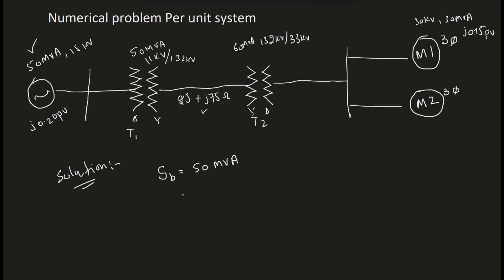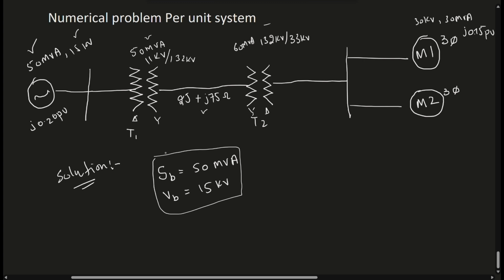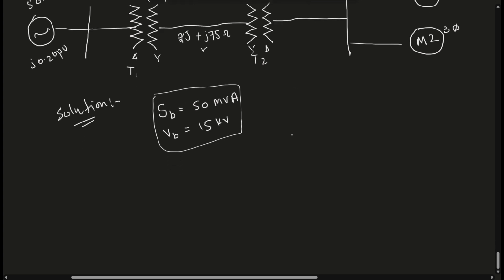So I selected 50 MVA as the base power, and for voltage I will select 15 kV as my base value. All the values, all these impedances, will now be converted according to these two base values. Remember, these will be our standard base values for all the numerical parameters.